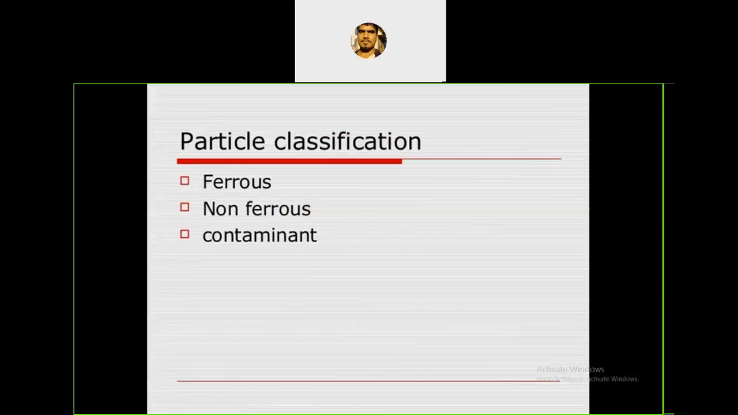And in the particle classification, we have ferrous materials, non-ferrous materials, and contamination. Either we can go with a metal, ferrous or non-ferrous, or a contaminant. Contaminants means the foreign particles present in the lubricant. That is also monitored.